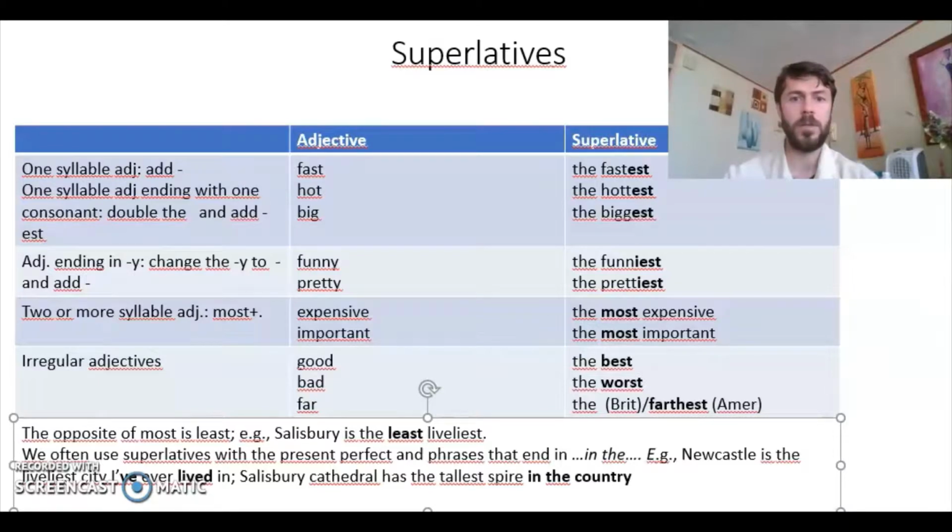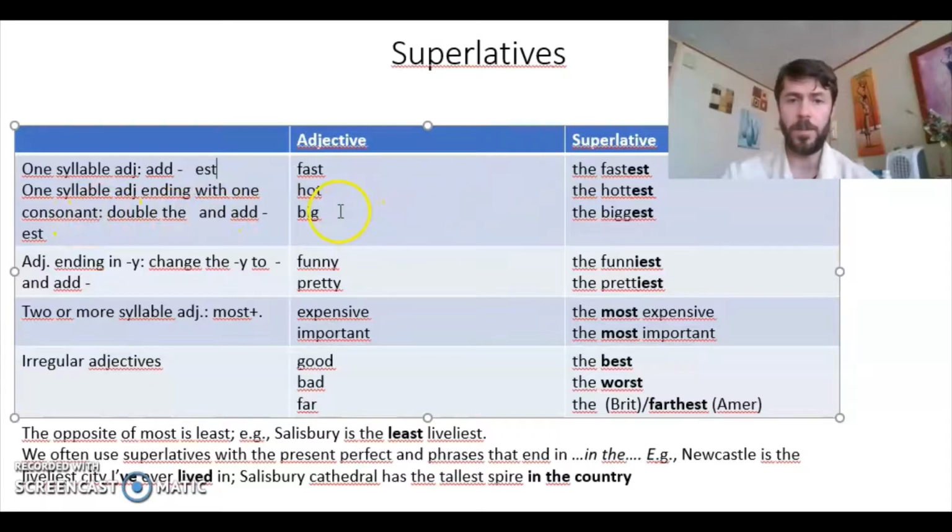Okay, so let's look at those rules more fully. First, one syllable adjectives. What do we add? One syllable: fast, the fastest. So we add est. Also notice that with these superlatives, we use the definite article: the fastest, the hottest. Now look at the hottest and the biggest, right? One syllable adjectives ending with one consonant.